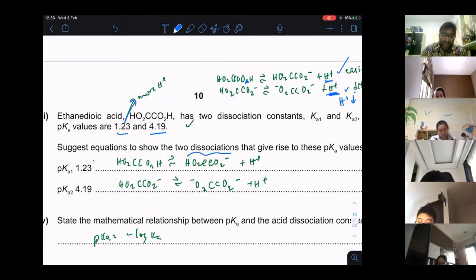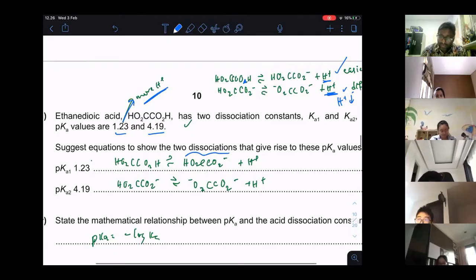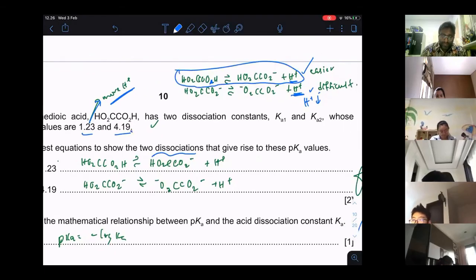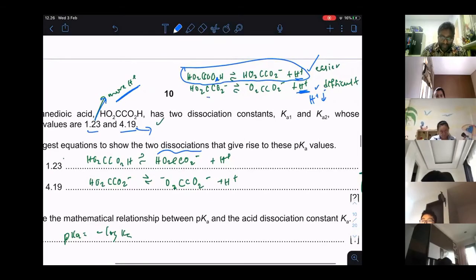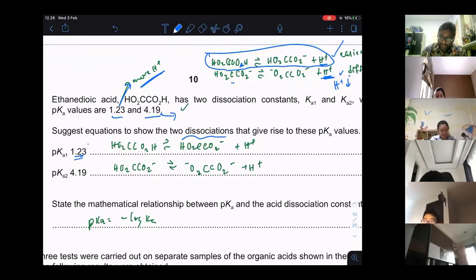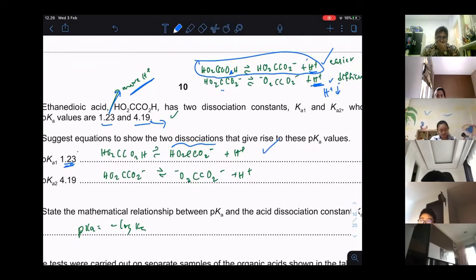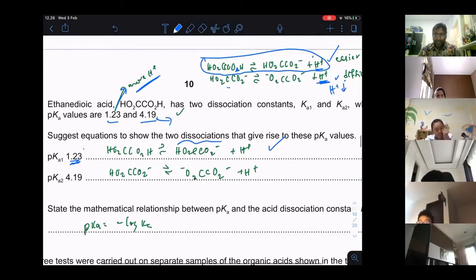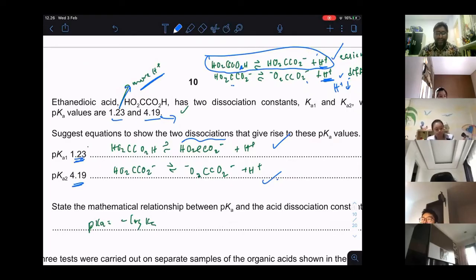So it means that they have more H plus. Which one should have more H plus? This one should have more H plus, easier. So this one has less H plus, so it will follow the second one. So you can see pKa 1.23. I took the first equation and wrote it over here. 4.19, I took the second one and wrote it over here. This one we have discussed.